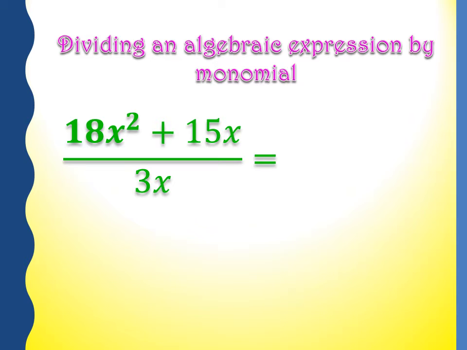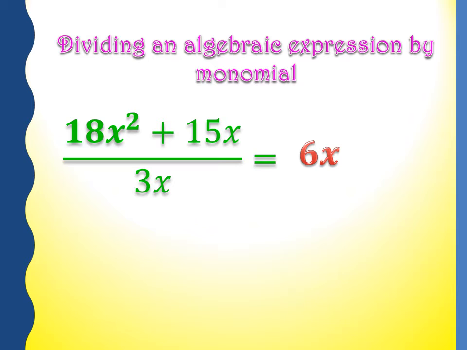Here in this example, 18x squared plus 15x divided by 3x. We're gonna divide the first term, which is 18x squared, by the divisor, which is 3x. Divide the coefficient by the coefficient gives me 6. x squared divided by x gives me x. Then the quotient of dividing the first term by this monomial is 6x.